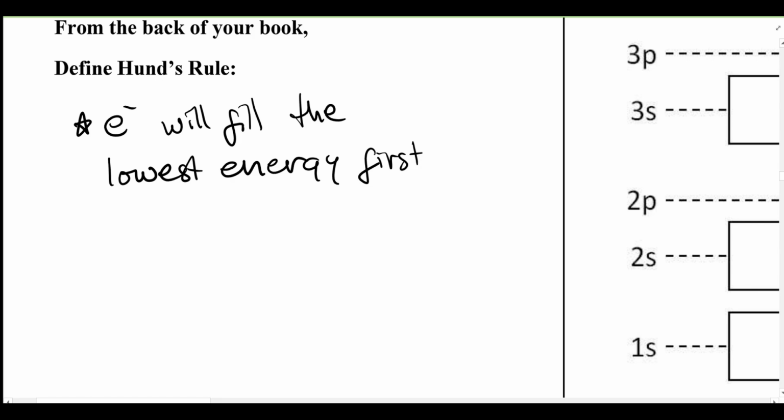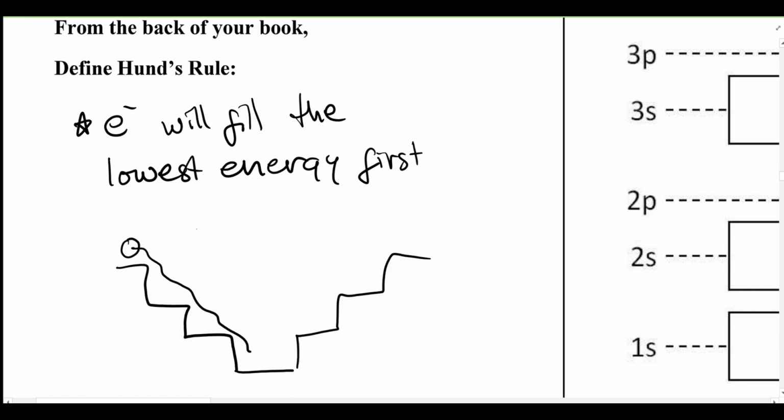The best way to think about these electrons is that you have a bunch of stairways. If your electron is here, it's just going to fall down to the lowest possible stair, and that's where it's going to remain for a while. It's going to fall into the lowest energy first.